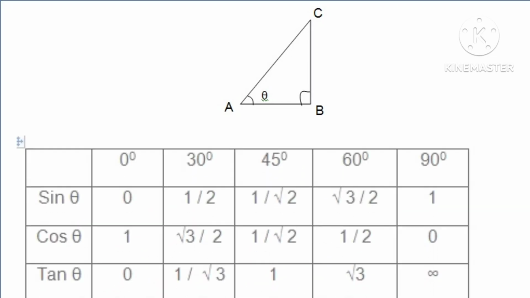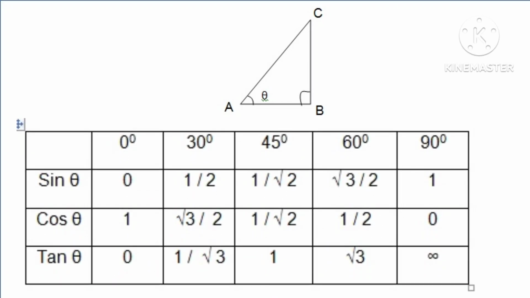This table shows actual numerical values of sines, cosines, and tangents for different angles. Learn them by heart very well. These values will have to be used in solving problems.